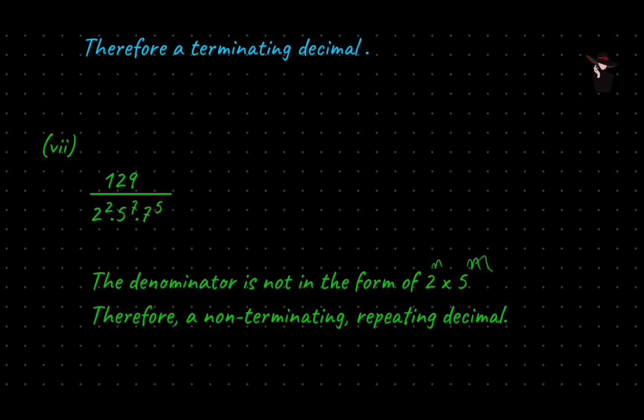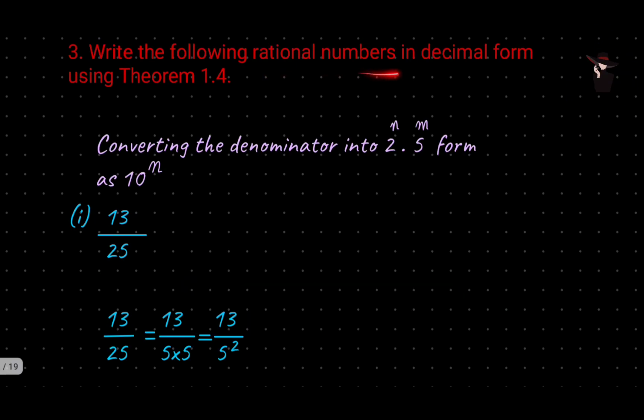Next, write the following rational number in decimal form using theorem 1.4. So what was theorem 1.4? Just as we have solved the questions, we need to convert the denominator into the form of 2 power n and 5 power m with prime numbers, where q should not equal 0.